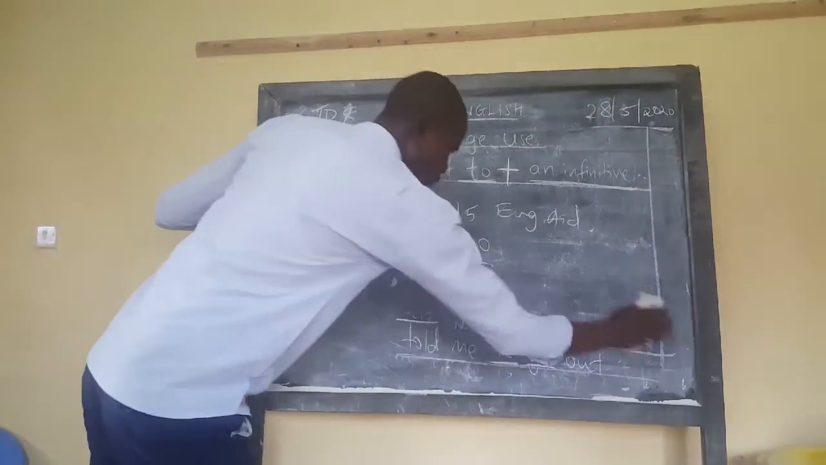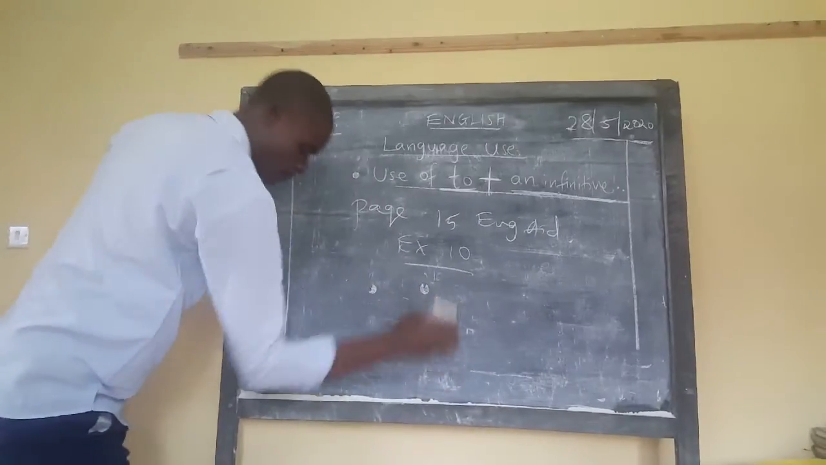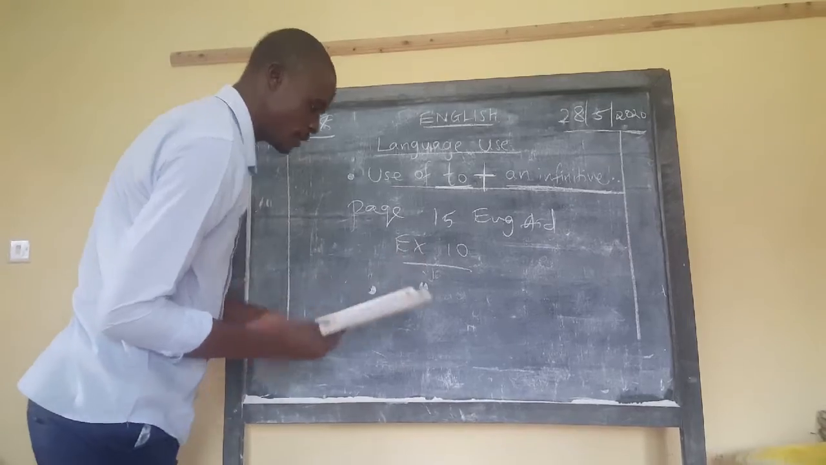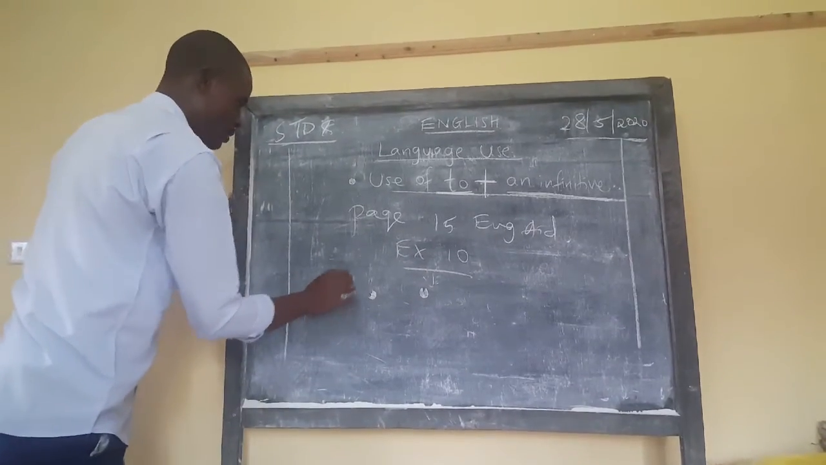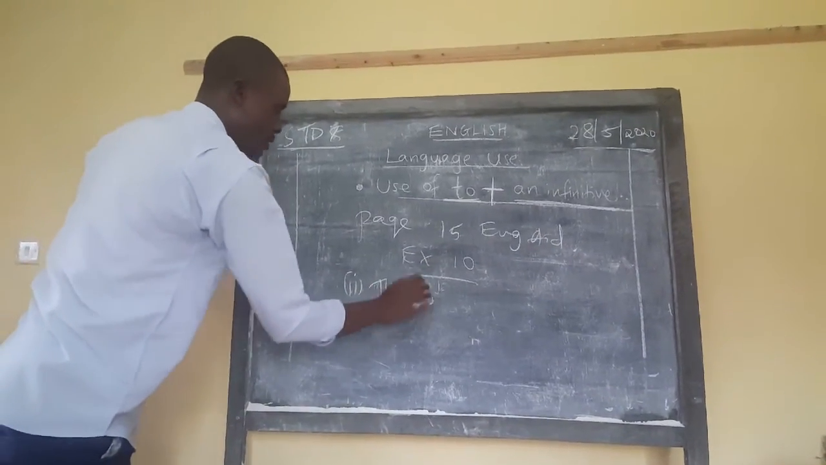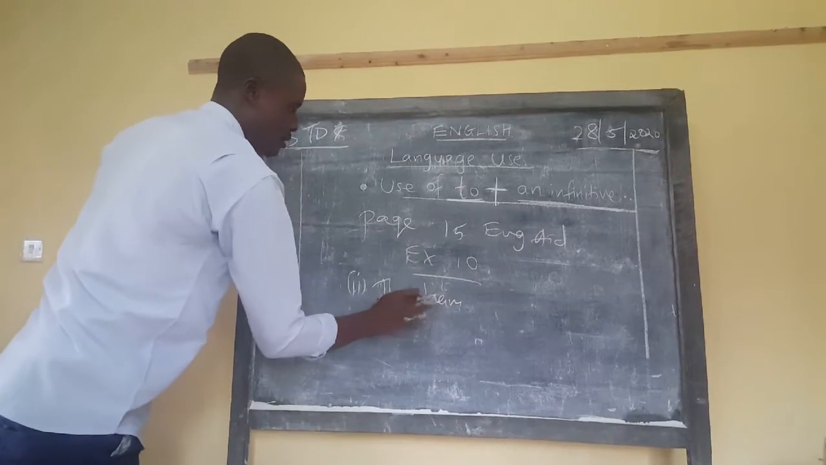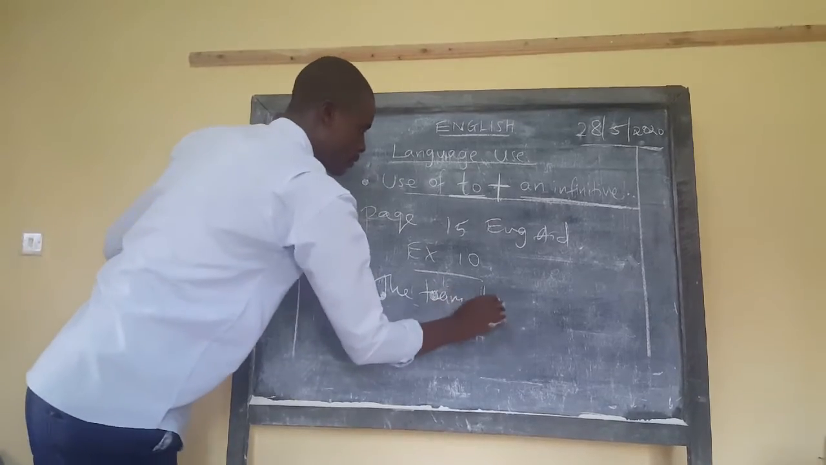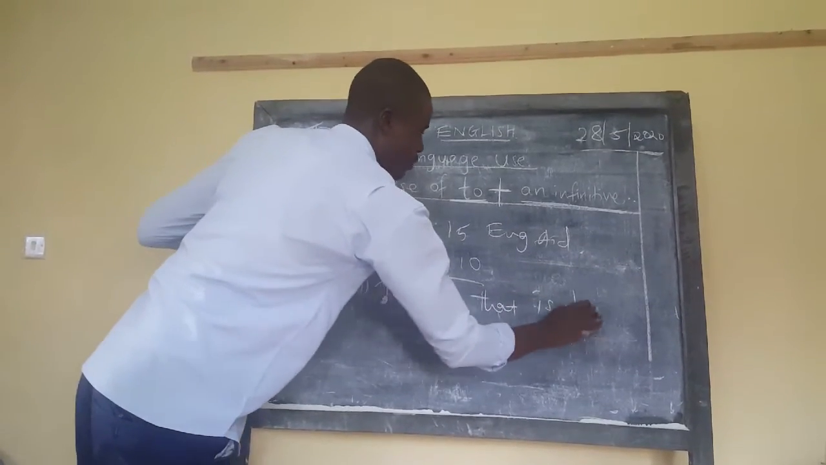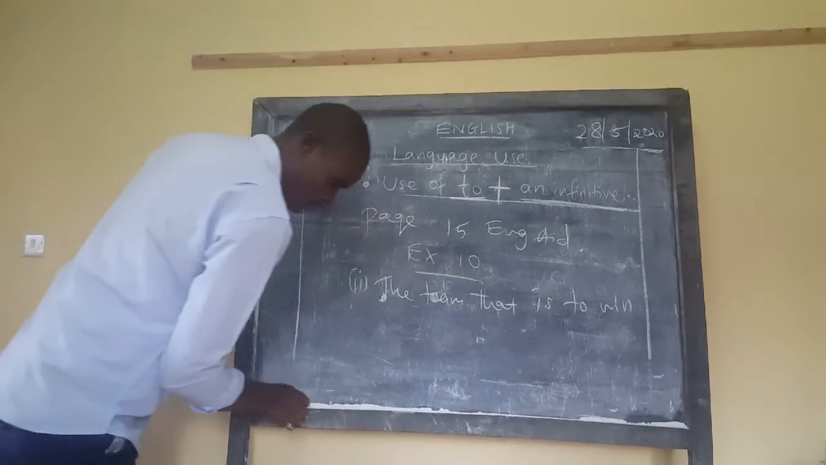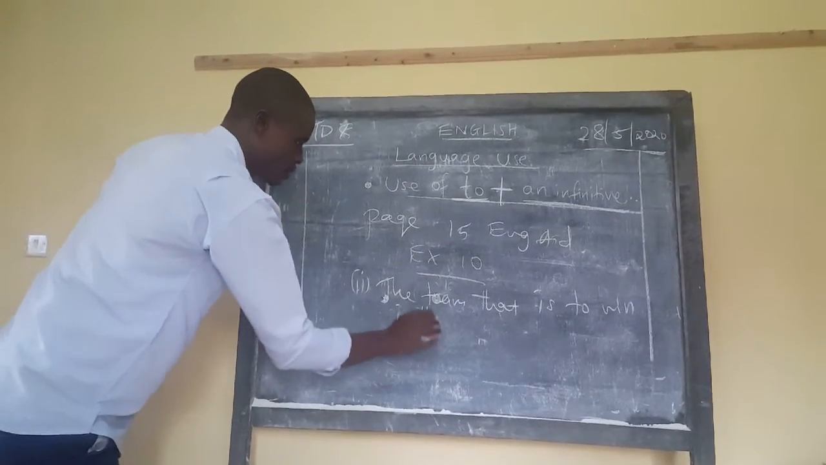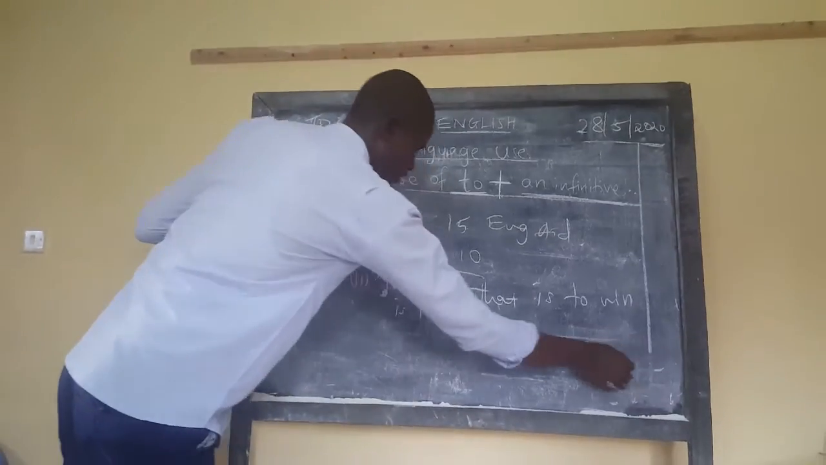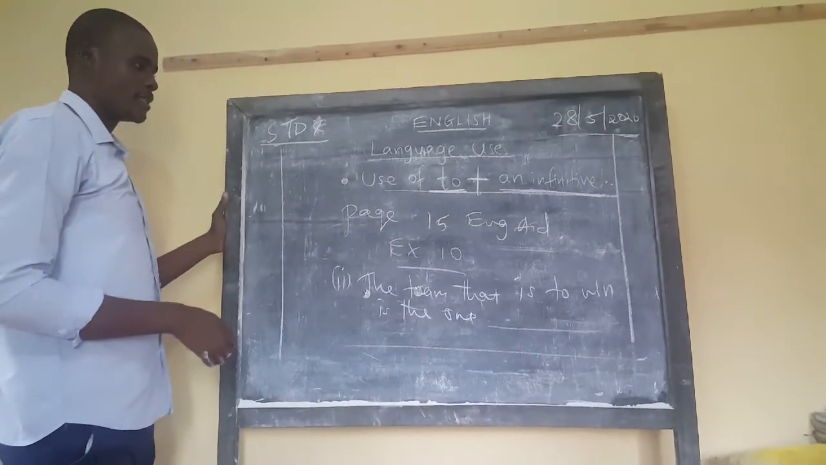And then number 2 says, I won't write number 2 on the board, but I can just write number 2 only. The team that is to win is the one dash. The team that is to win.